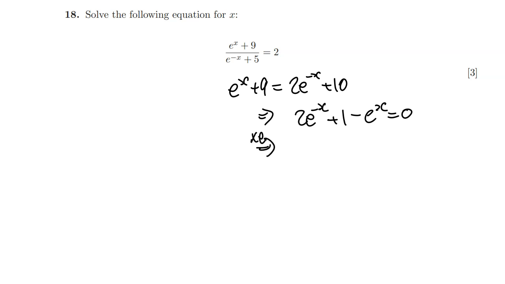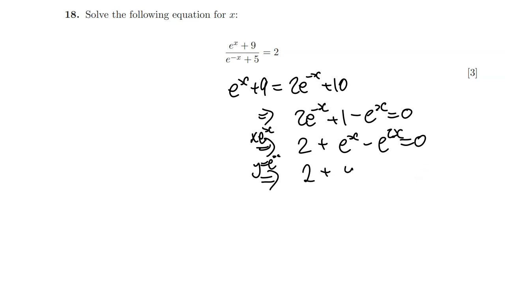Then I would times everything by e to the x to get rid of the minus e to the x. I get 2 plus e to the x minus e to the 2x. And you should see that this is basically a quadratic equation in e to the x. So I'd let y equals e to the x, just to make things look a bit clearer and familiar. So 2 plus y minus y squared.